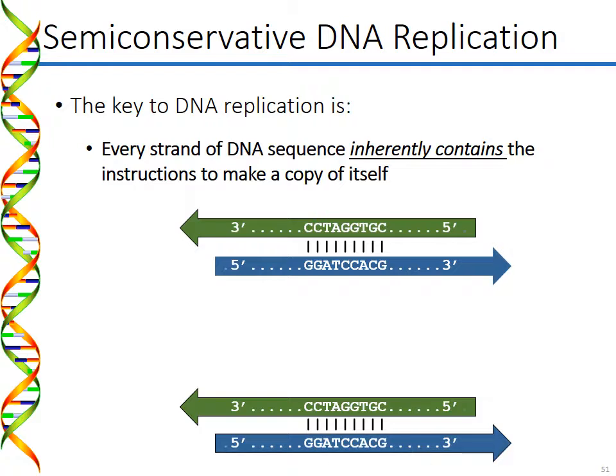And here we have the complementary base pairs to the original green strand: GGA, TCC, ACG. As it turns out, these two are exactly identical copies of each other. So the blue copy has the instructions to make a green copy, which in turn has the instructions to make a blue copy, because you have this complementarity between the base pairs.